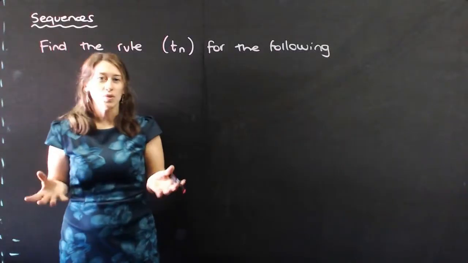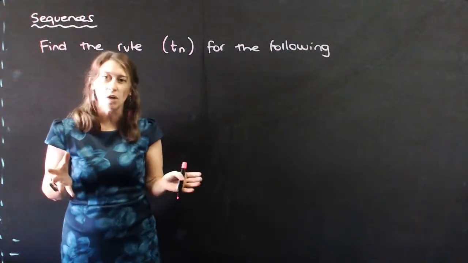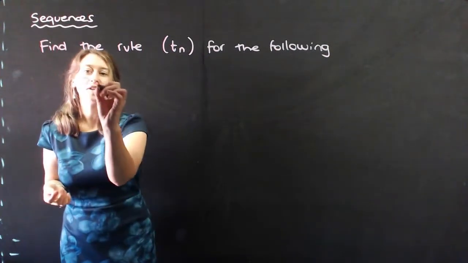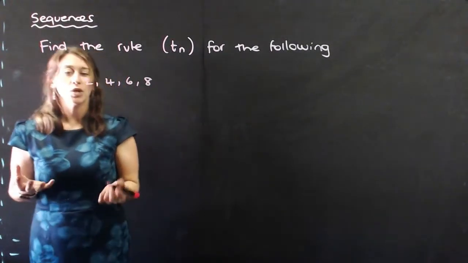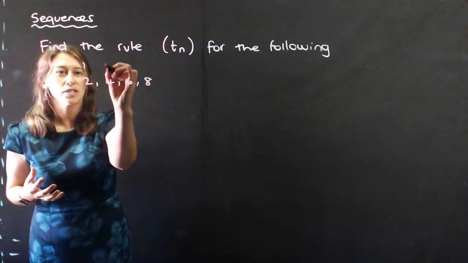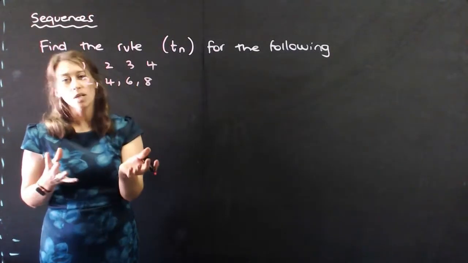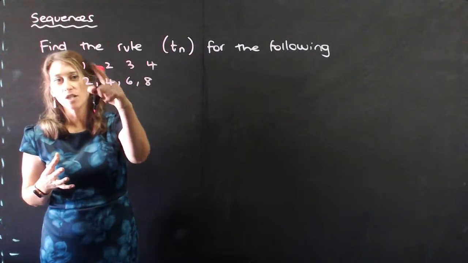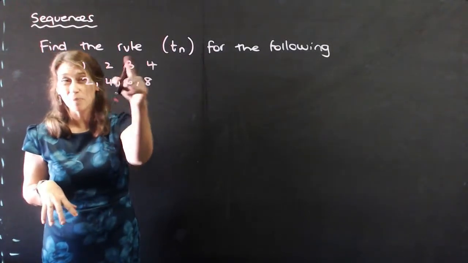All right. You also need to be able to find the rule from a sequence, and sometimes the rule is obvious. For example, we can recognize a set of numbers such as the 2 times table, and we know that if we're going from the first term to the second term to the third term to the fourth term, we're adding 2 each time. Well, that tells us that to go from n, the term number, to the actual number in the sequence, we multiply by 2.